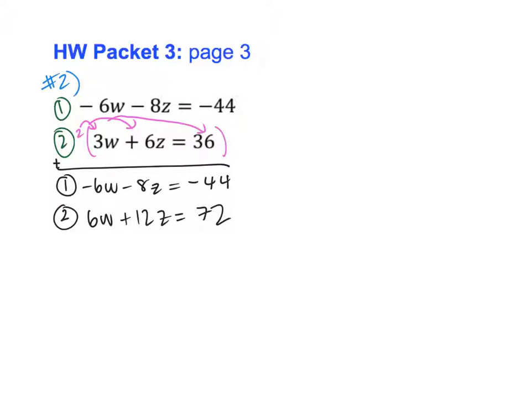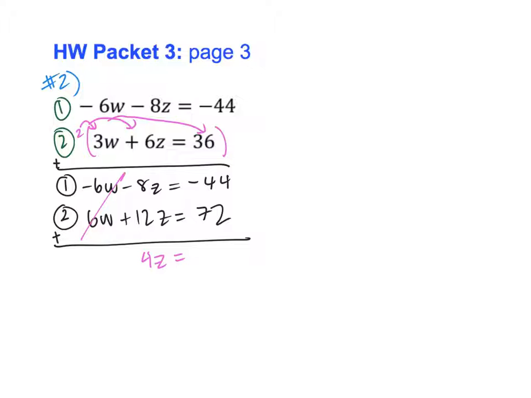Okay, so back to this problem. So now that I've multiplied that all the way through to every coefficient, I'm going to now add these two equations. So if I do that, notice how the 6s are already opposite signs and they're both 6s. So they cancel, so I don't have to worry about W's anymore. Instead, I can add the Z, so negative 8 plus 12Z is going to be 4Z. 4Z. And then we have negative 44 added with 72.